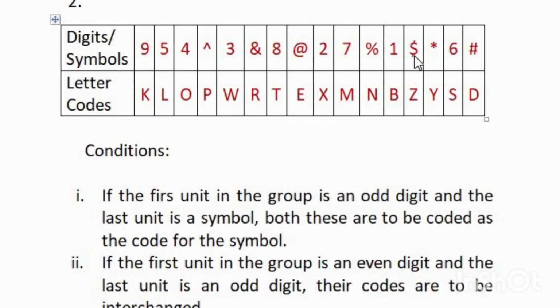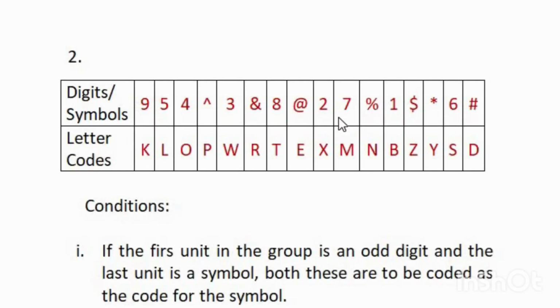And our symbol is dollar. From this table, the letter code corresponding to dollar is Z. As per the condition, you have to code both 3 and dollar as the code of the dollar. Code for dollar, it is Z. So write Z in both the cases.